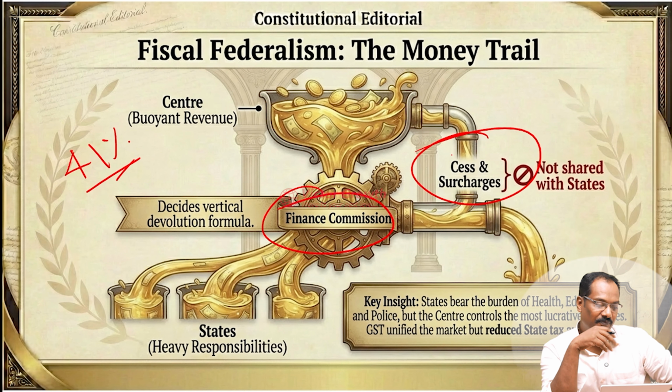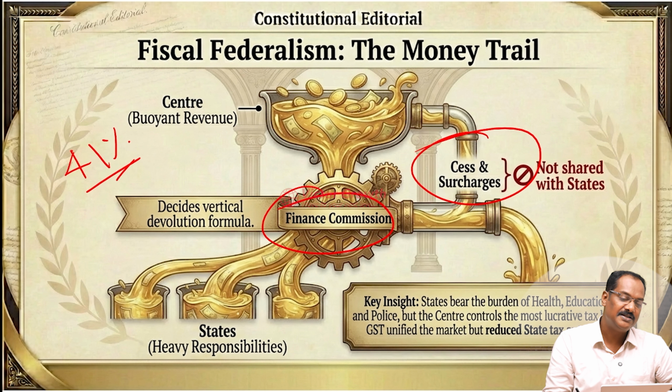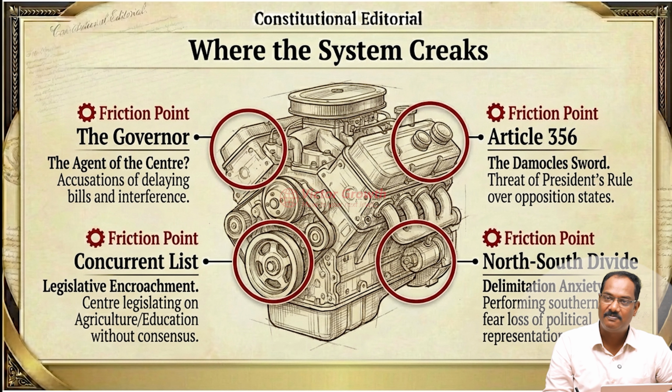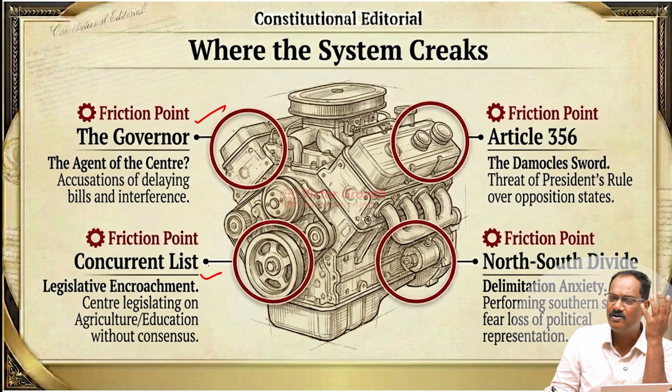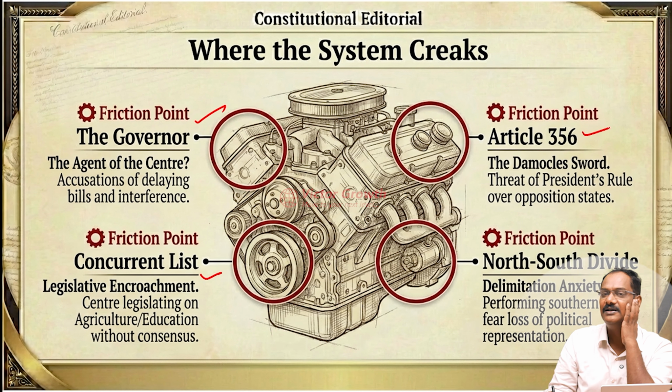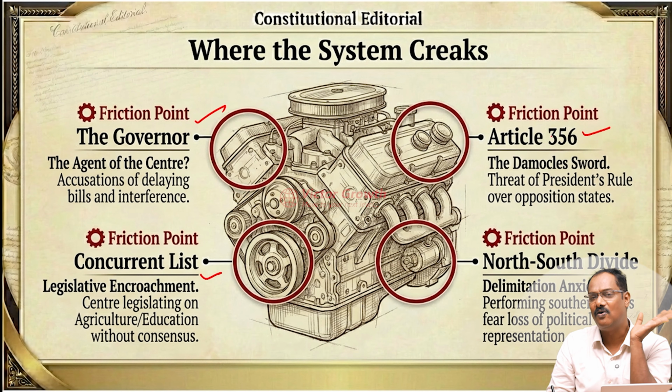Where the system creaks, these are some friction points. Governors not complying, not assenting to the bill. Some concurrent list subjects where the union and the state both will make law. And this Article 356. Nowadays, I think the Modi government did not use it for any political purpose. In those days it was frequently used. Jawaharlal Nehru used to remove all the non-Congress chief ministers. But 356 now, in Manipur they used it because of a law and order issue only. So that way we should appreciate, because he himself was a chief minister.